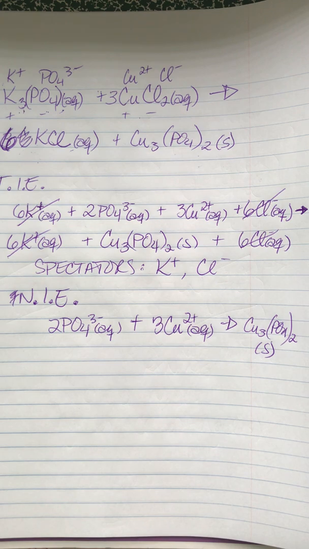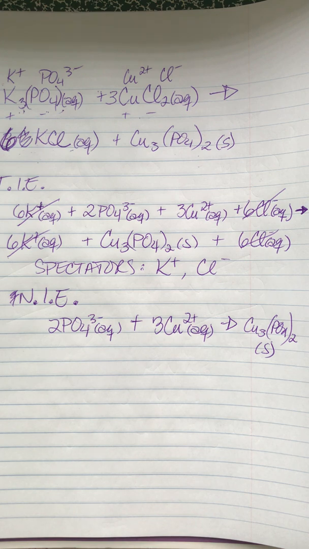So the way that you would see this on an exam or a quiz is you would be asked to give me the TIE and the NIE, right? So you would have to have the whole thing. They'd have to be balanced, right? And you'd have to have phases on everything, right? Will we also have to know the spectators? Yes, absolutely. Okay, thank you.